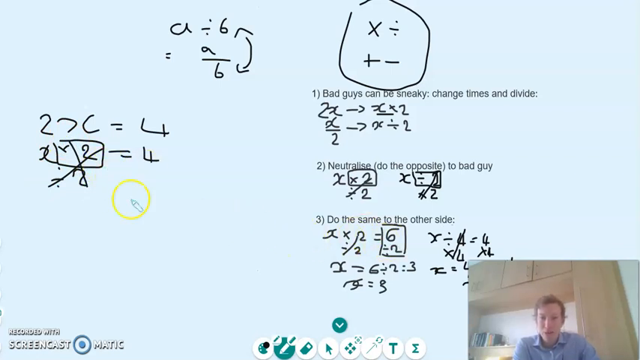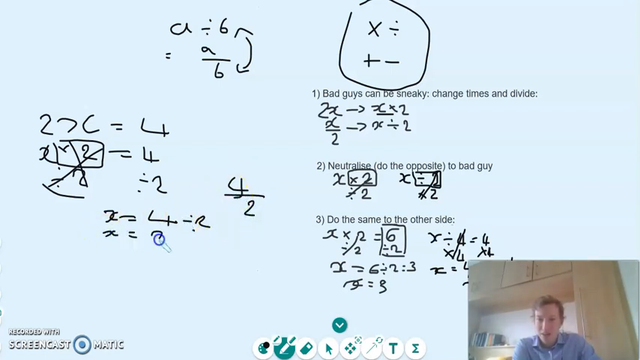And then step 3, whatever we do to one side, divided by 2, we do to the other side. So we divide by 2 on this side to get x is 4 divided by 2. Or you can write it as 4 over 2. Remember, it's exactly the same. And that is 2. So 2 is our answer.